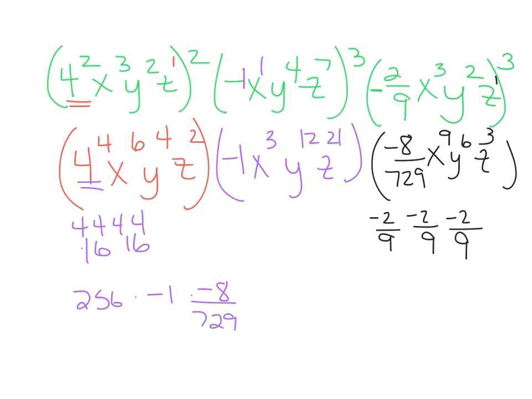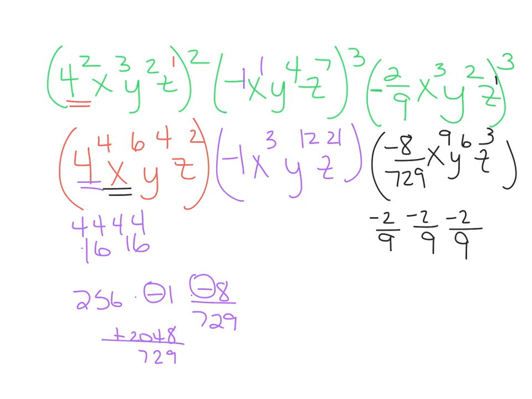Okay, 256 times -8 is a big number. It's -2048 over 729. Oh, but I just realized I had a negative here, so that's going to make a positive. So it's positive 2048 over 729. Okay, now I'm ready to put everything else together.